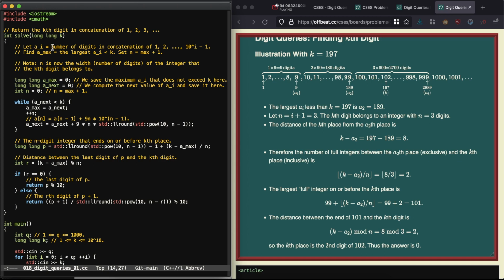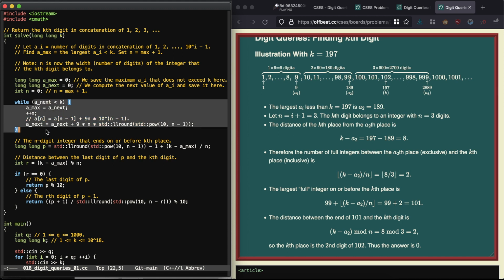Let a_i equal the number of digits in the concatenation of 1 to 10^i minus 1. So here we are getting the input k, and we'll find a_max equals the largest a_i less than k. Set n equals a_max plus 1. This is just the commentary, the same thing that you've seen here. Let's see the actual code. So 3 variables, all initialized to 0, and this is the a_next.